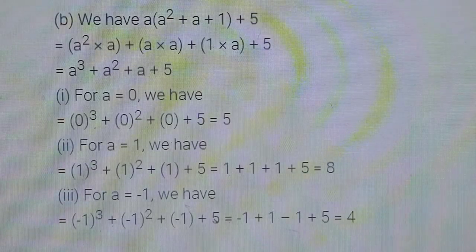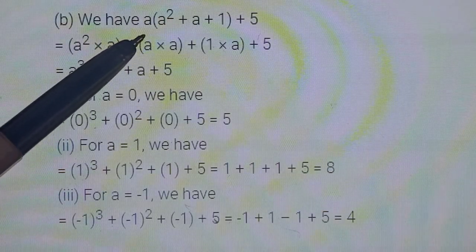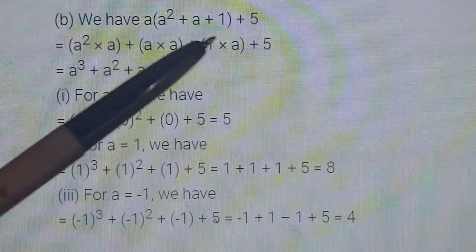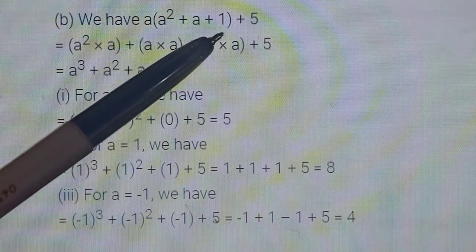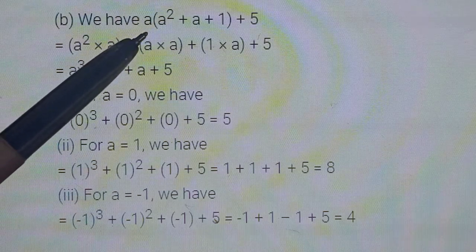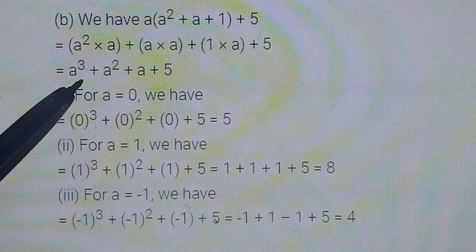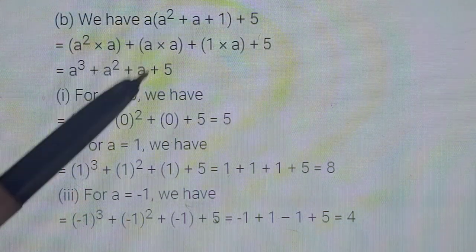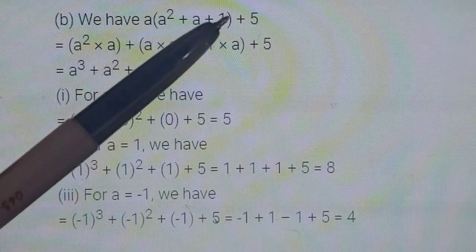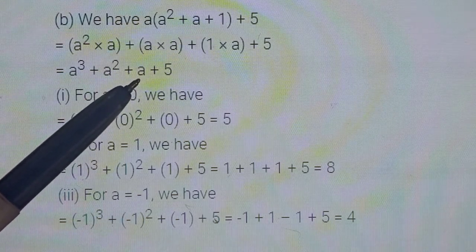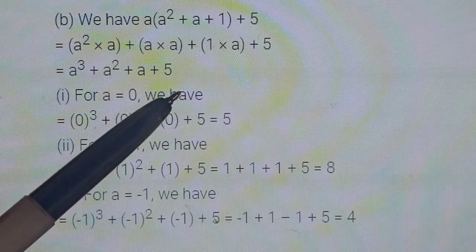Likewise for part B now, first we had to evaluate this expression. Okay, so a bracket, so this a will be distributed to all the three. Bracket means multiplication. So a into a square, that becomes a cube, then a into a, that's a square, then a into 1, that gives you a, and plus 5 will be written as it is.